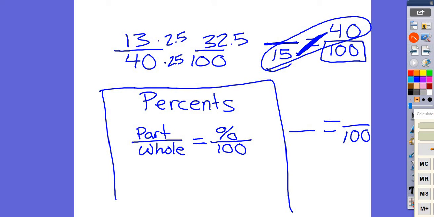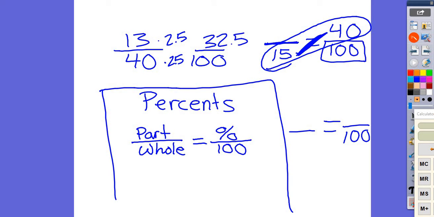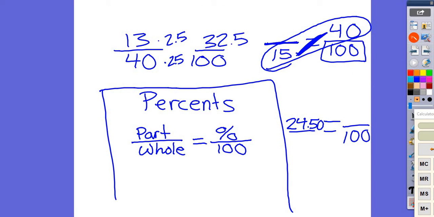Obviously, I'm always going to have a 100 right there. And what information did they give us? $24.50 was the sale price or the original price? Sale price. So was that part of the price or the whole price? Part of the price. So $24.50 goes there. Then they should have given me one other piece of information. 40%. So I'm going to plug that in where the percents go.